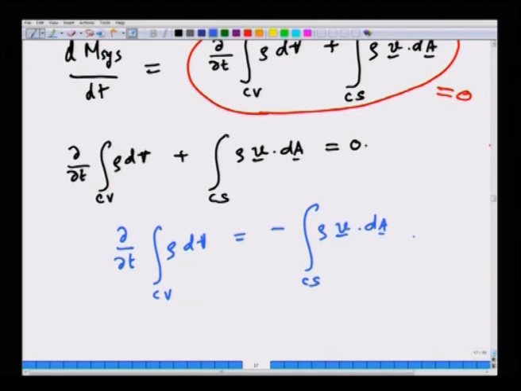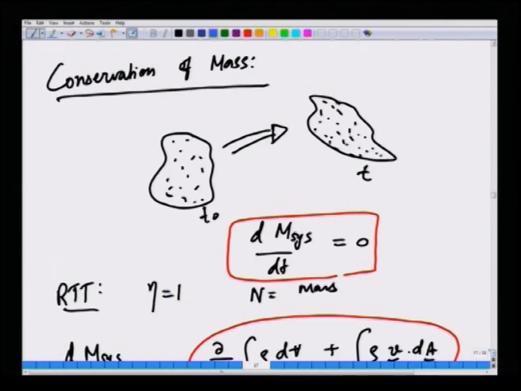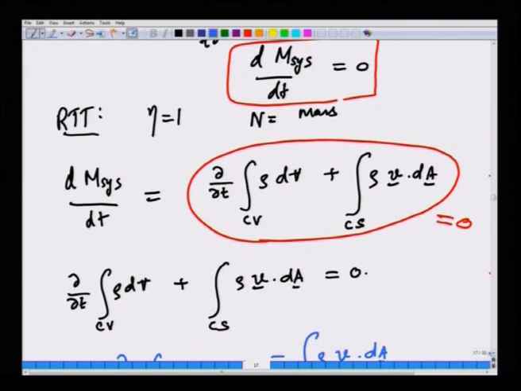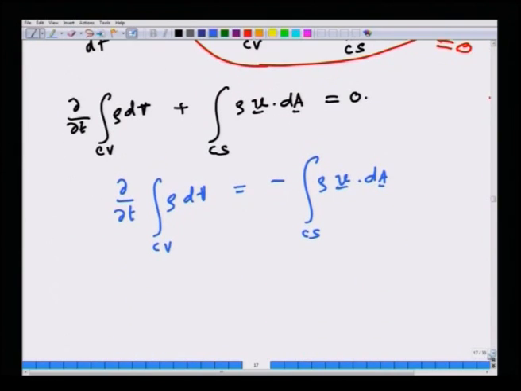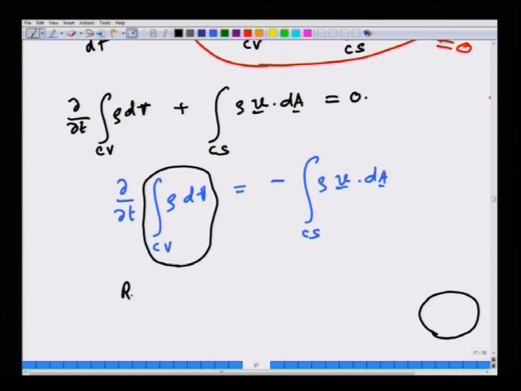Okay. Now, once we rewrite this, we can interpret this physically in a very simple way. What is the term on the left side? Suppose you consider a CV. The integral of rho dV over the CV is the total mass present in the CV. So, d/dt of that is the rate of change of mass present in the CV, in the control volume.